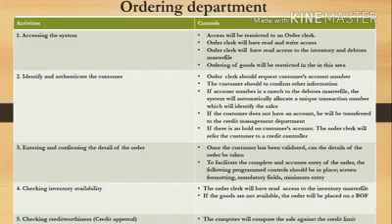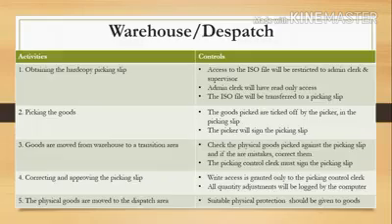Now we go to warehouse dispatch. Obtaining the hard copy picking slip. Access to the internal sales order file will be restricted to the admin clerk and the supervisor. Remember I said that after you have created a customer order, the customer order will later be converted into an internal sales order, which is called the ISO. Admin clerk will have read-only access, meaning that you cannot change what you see on the internal sales order file.